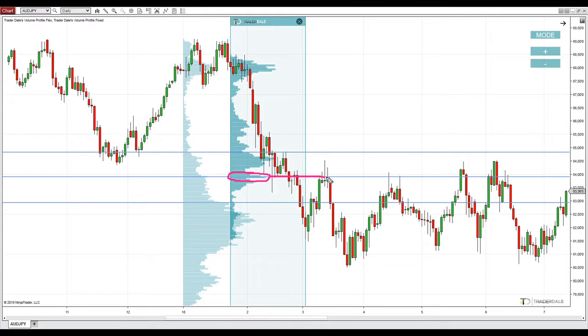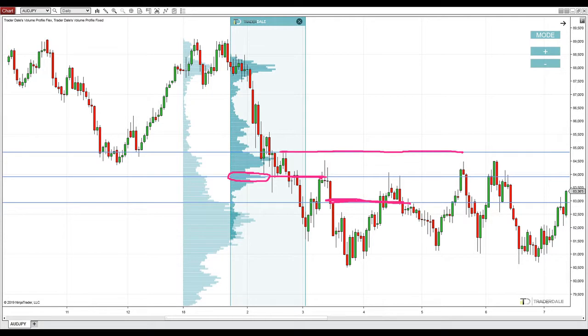So this was my short entry level. Stop loss was above this swing point right there. So this was the stop loss. And this was my take profit. I was trading with risk reward ratio 1.